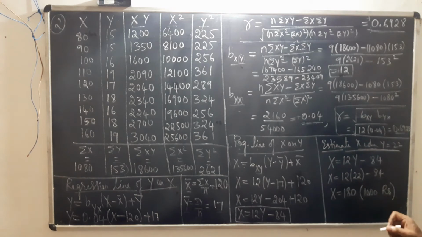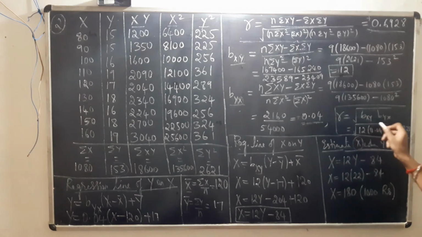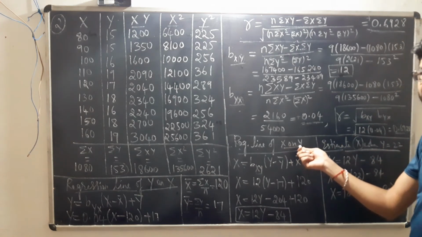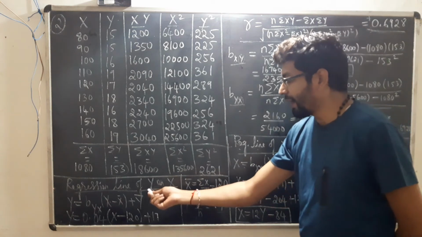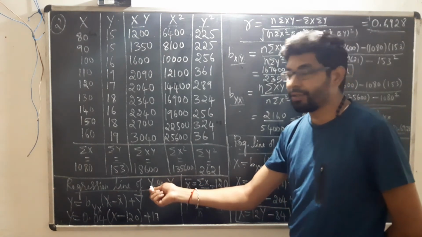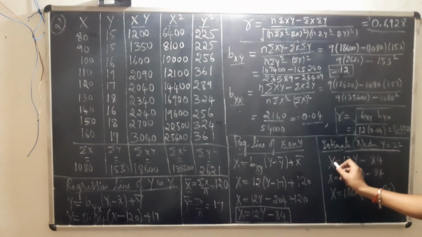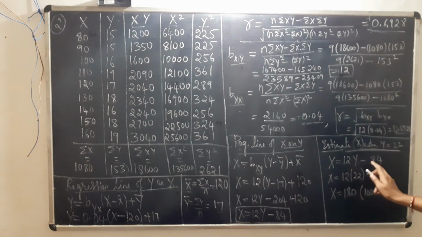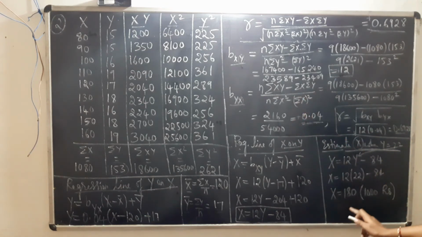Now they have asked us to estimate the value of x when y is equal to 22. So if you want to estimate x for a known value of y, you should use the regression equation of x on y. If you want to estimate y for a known value of x, then you have to use the regression equation of y on x. So we have the equation x is equal to 12y minus 84. Just substitute the observed value of y, which is 22. So when I do that, I'll get 12 into 22 minus 84, which is 180. And in the question, we have the unit. X is the overhead expense in thousands of rupees. So I have to attach the unit. So x is equal to 180,000 rupees.